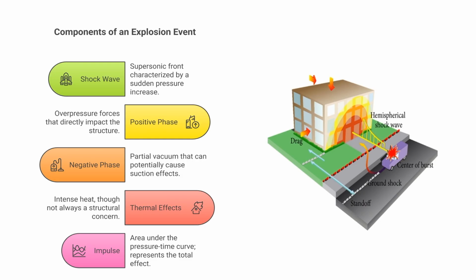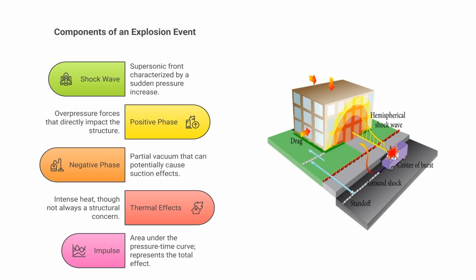After that, we have the thermal effects that follow. So we have intense heat, and we have degradation of the materials due to the thermal effects. It might be negligible in the case of a normal explosion, or it might be very significant in the case of an explosion caused by a thermonuclear blast. After that, we characterize the entire pressure time history by the area under the pressure time curve, which we call the impulse. So this summarizes the total energy that is being imparted to my structure.